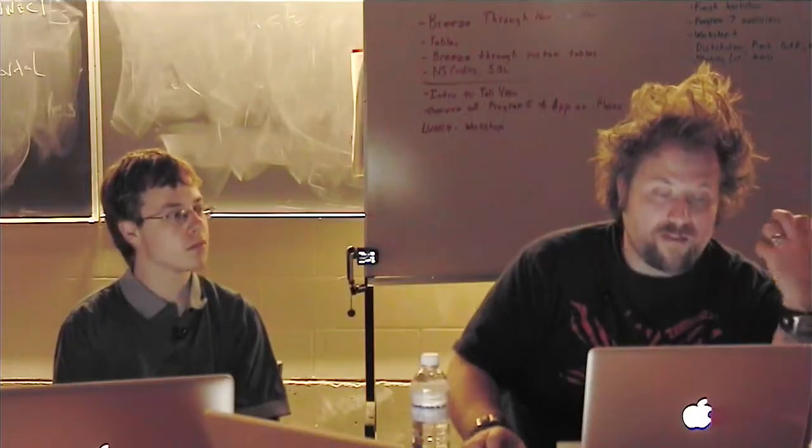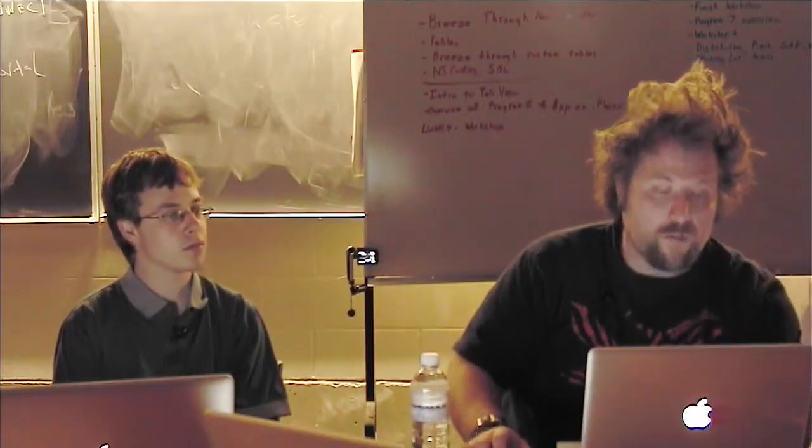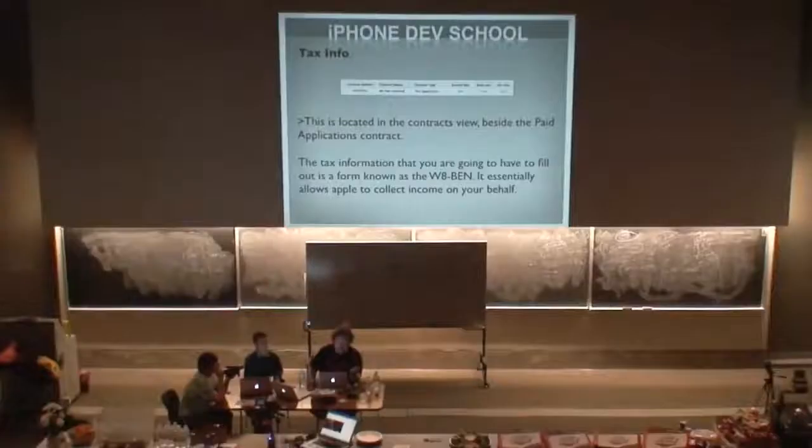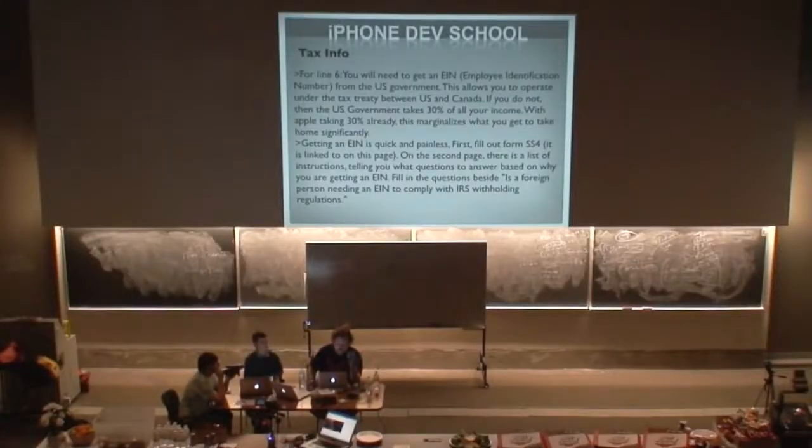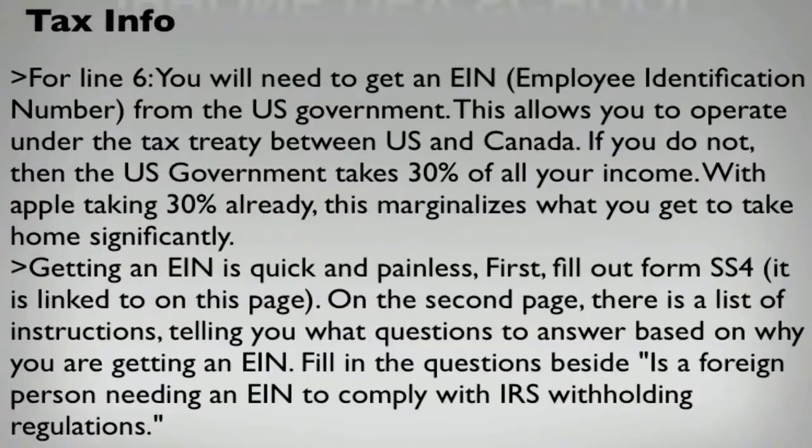The last thing you have to do as a Canadian, obviously, is fill out this form known as a W8BEN. Basically it allows Apple to collect income on your behalf. What we're just trying to do here is be super specific. So it's not great for presenting or whatever, but for line 6, you need to get your EIN, which is an employer identification number from the US government.